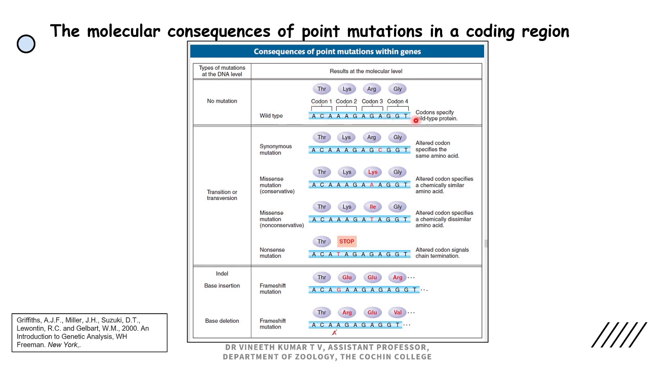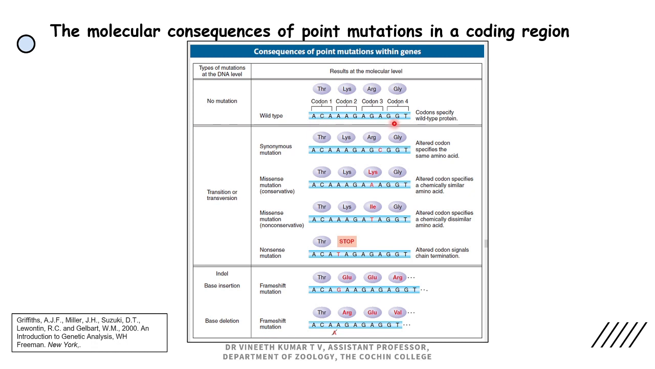So these are the four codons. These three letters will code for a particular amino acid, and these three letters will code for another. So three letters are coding for one amino acid, and these will be joined by peptide bonds to form a protein. Here we are taking a peptide with four amino acids, and the normal ones are threonine, lysine, arginine, and glycine. So this is a normal sequence.